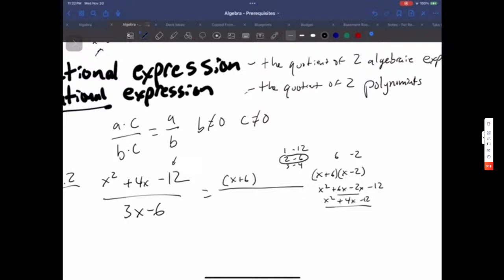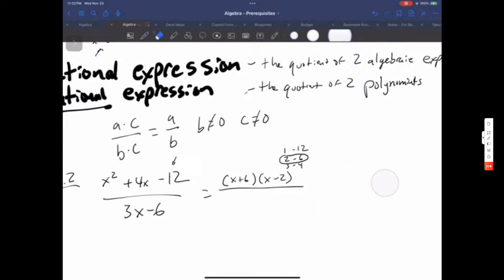x plus 6 times x minus 2. Then, at the bottom, I have 3x minus 6, which, if I factor out a 3, becomes 3 times x minus 2. And look at that. I have an x minus 2 in the top and an x minus 2 in the bottom, and so my simplified expression ends up being x plus 6 over 3.